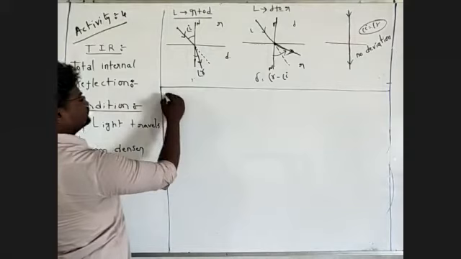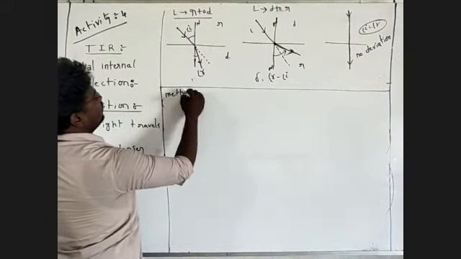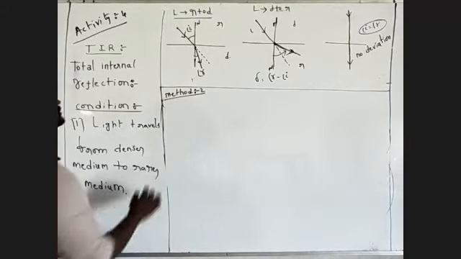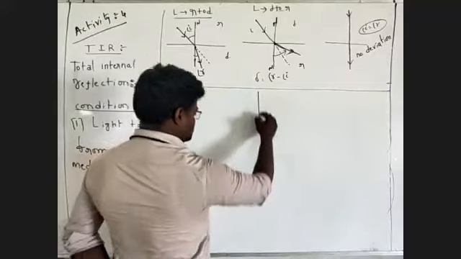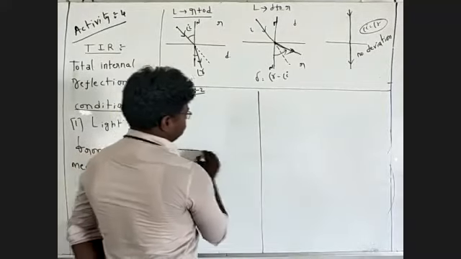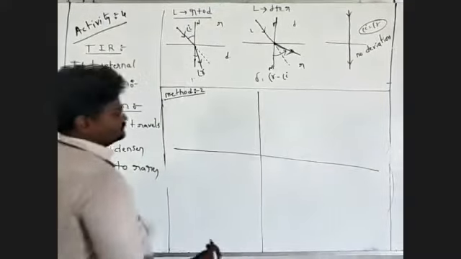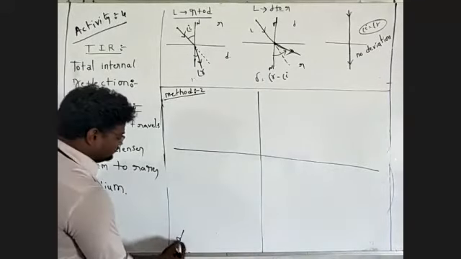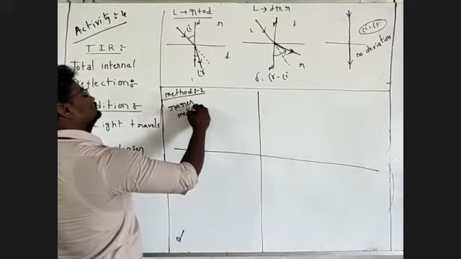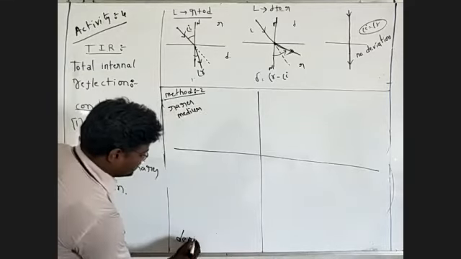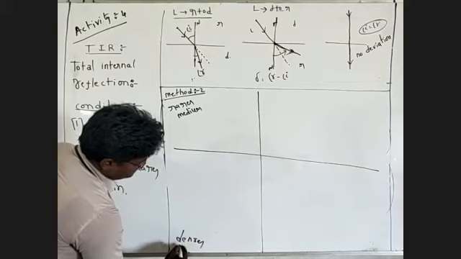The second method, method two, total internal reflection method two. So what will happen in this situation? This is a denser medium. This is a rarer medium. This is a denser medium.